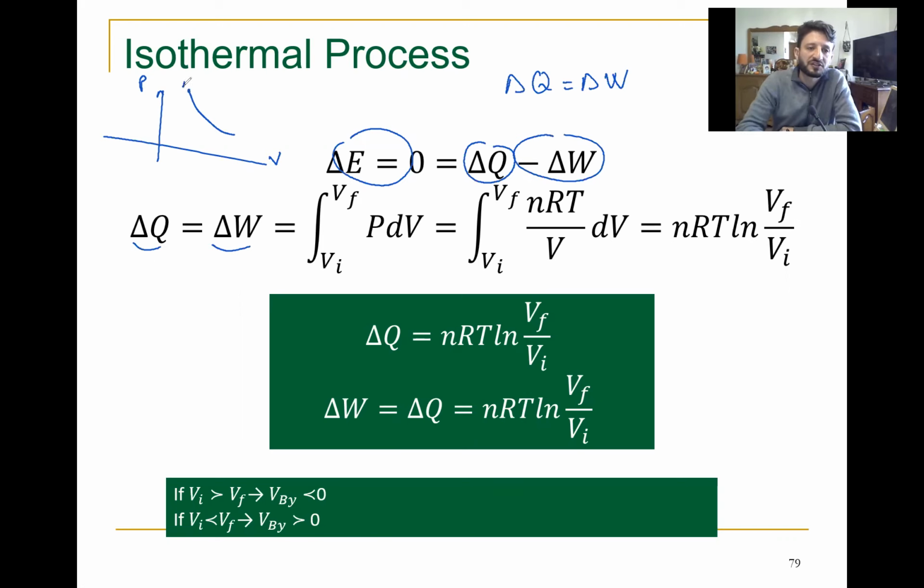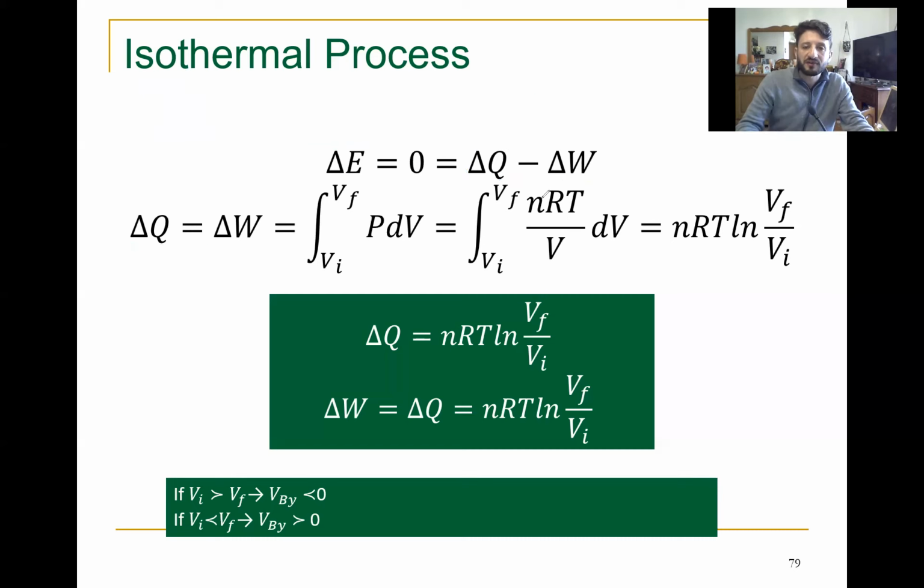If we have here the initial state and the final state, if we increase the volume, we come down. If here we have the initial state and here we have the final state, if we decrease the volume, we come up. It's like this. So I have to find a relation between P and V, and we can substitute the value of P by nRT divided by V. PV equals nRT, so P equals nRT divided by V.